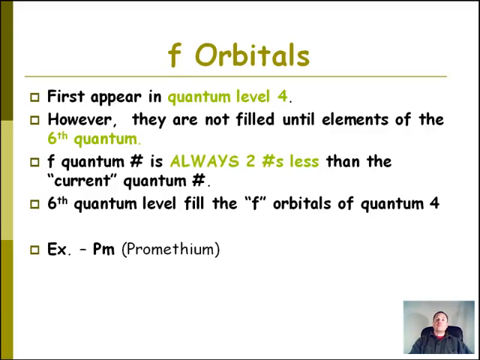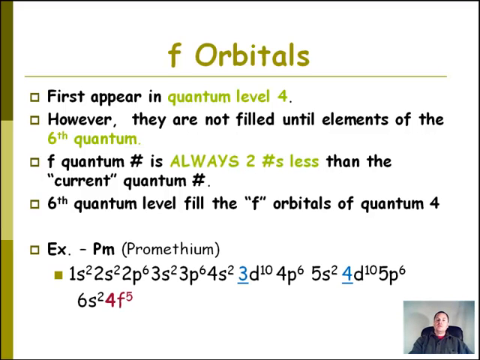Take a look at Pm, promethium. Okay, promethium, we find it down here at the very bottom of the periodic table. It's going to be the 5th one in. But instead of writing 6f5, f is always 2 behind, so we write 4f5. Look at what we see up here above. Instead of writing 4d10, we have 3d10, then 4p6, 5s2. Well, we think it'd be 5d10, but d's are always one behind, so it's 4d10.